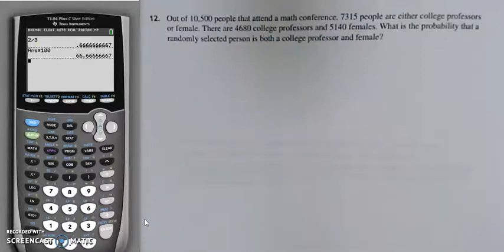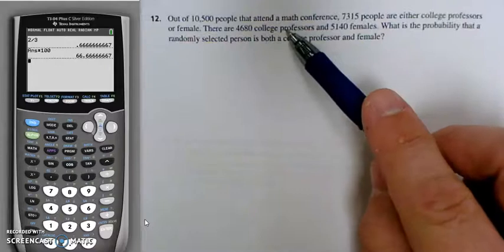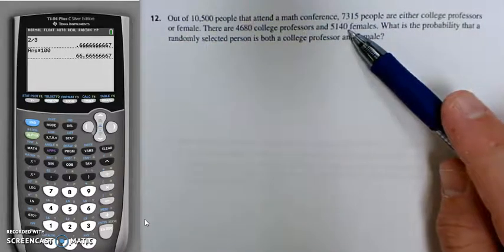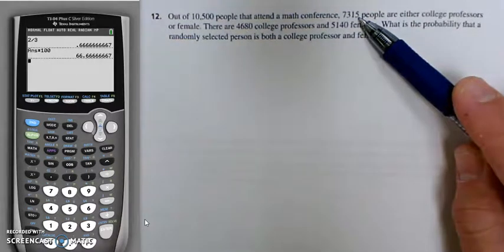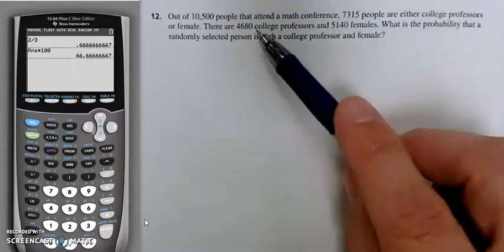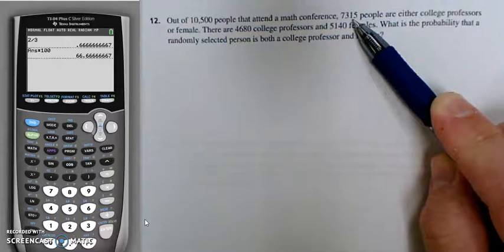On the last quiz, this was a problem that really gave a lot of people frustration. It is because they're looking for the 4,680 college professors and the 5,140 females to add up to how many people are college professors or female. Well, that's not going to be the case. That's actually going to add up to a number greater than the number of people that are college professors or female. The simple answer is there are some college professors that are female. So there is an intersection between these two groups.